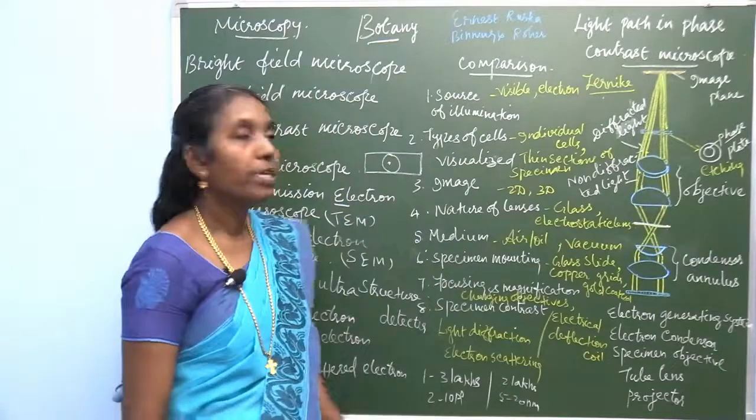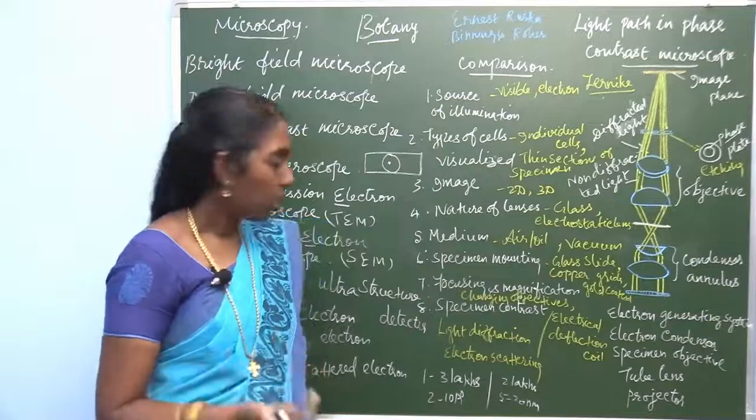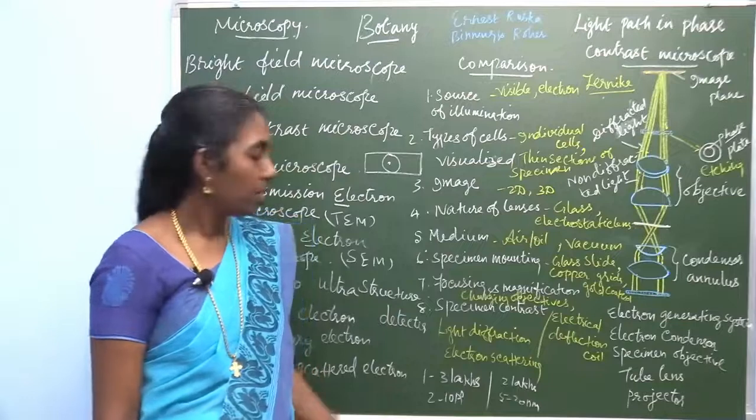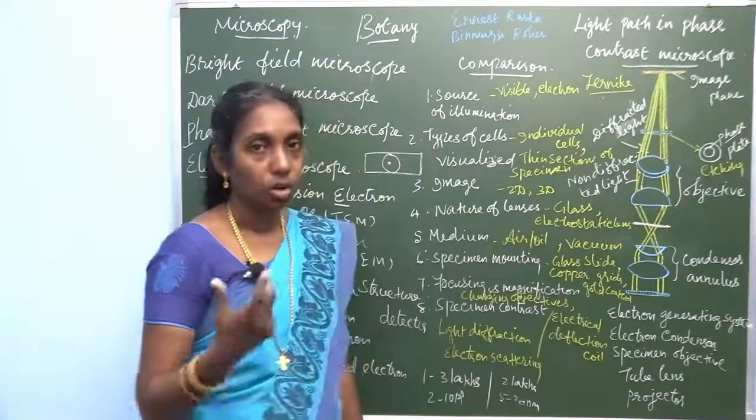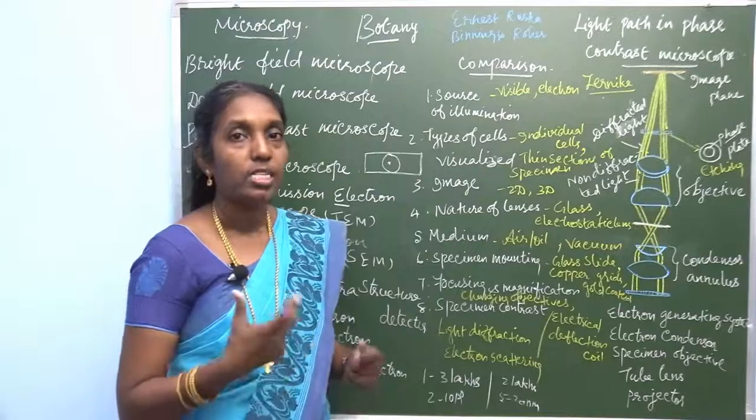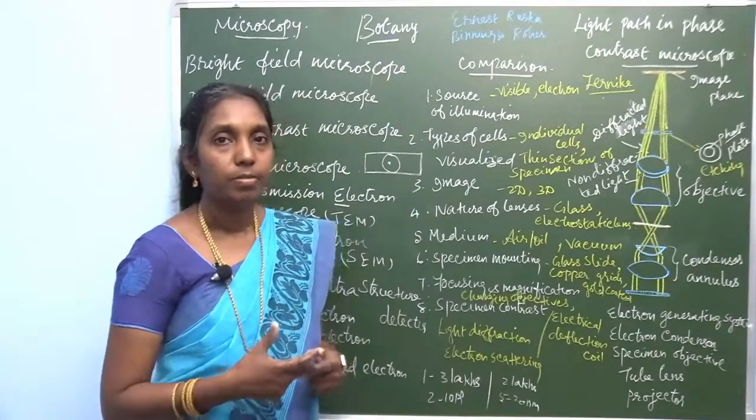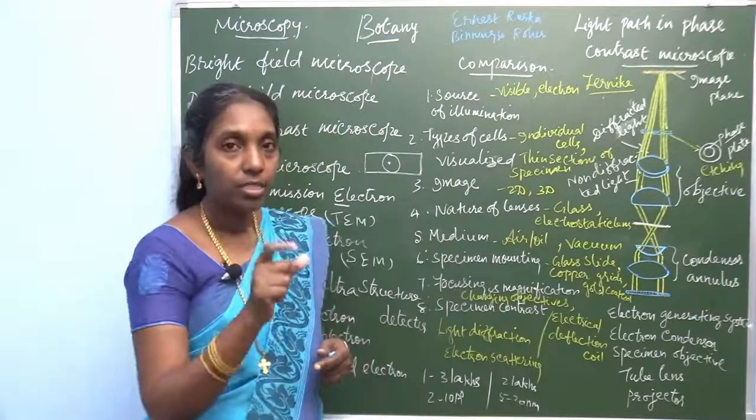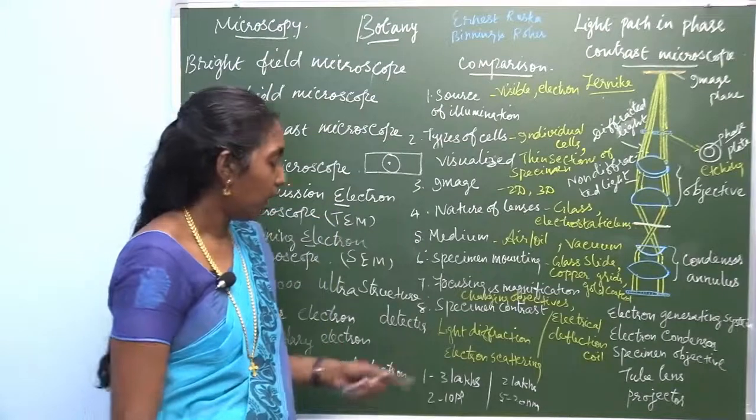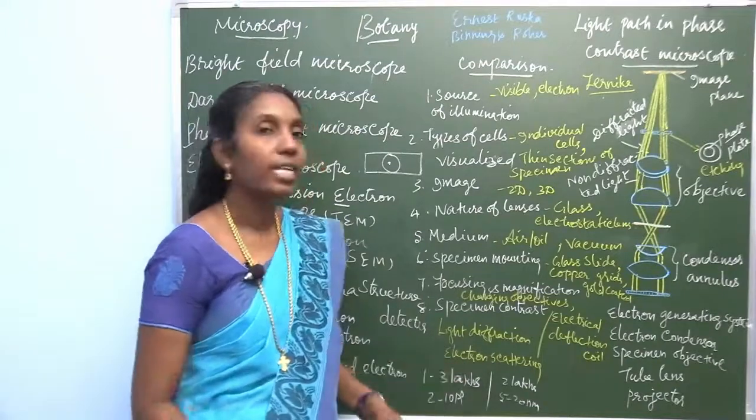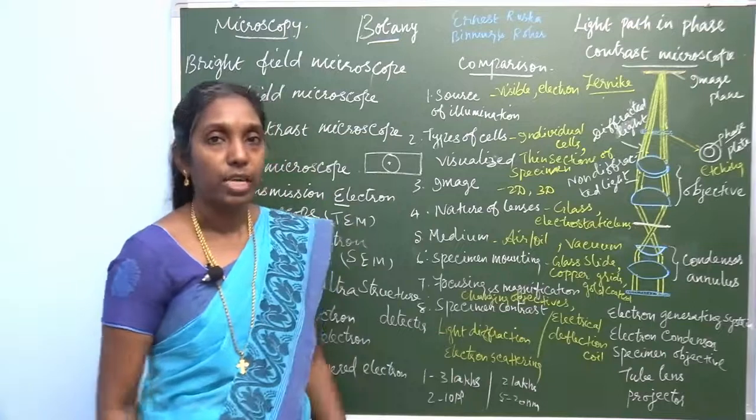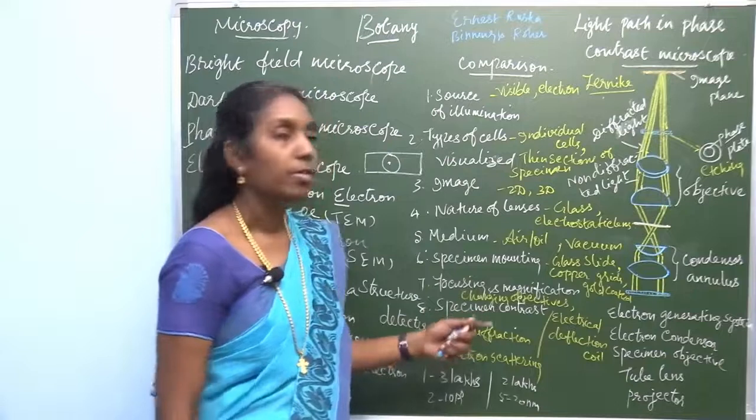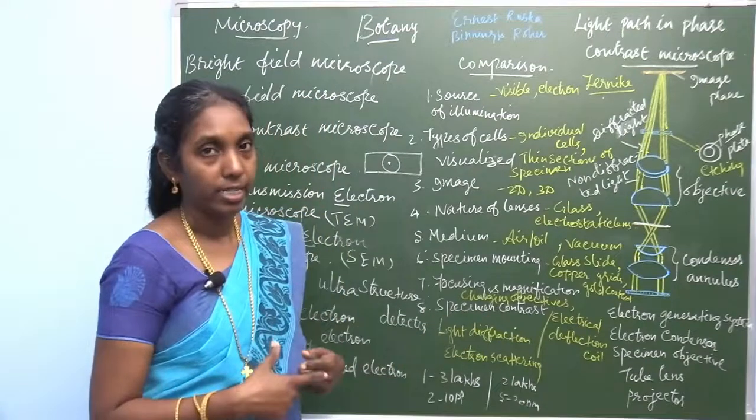Then specimen contrast. In the ordinary microscope, the specimen contrast is by light diffraction. The contrast of the image from the specimen can be increased, so a very fine structure can be visualized. And in the electron microscope, the electron scattering technique is used. The electrons are scattered and the view is visualized. These are the specimen contrasts.